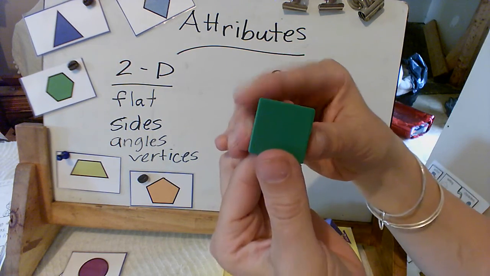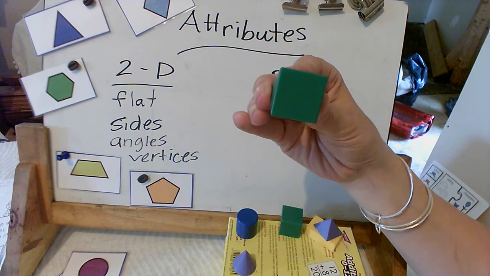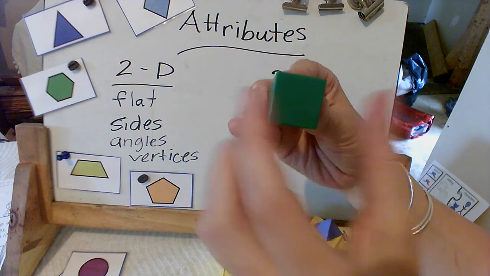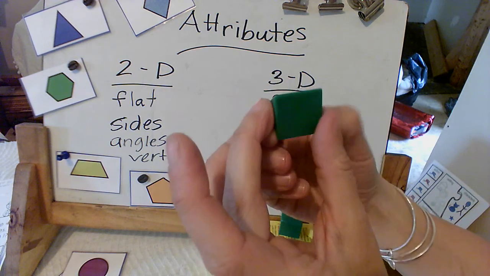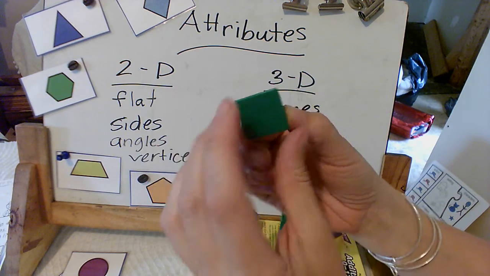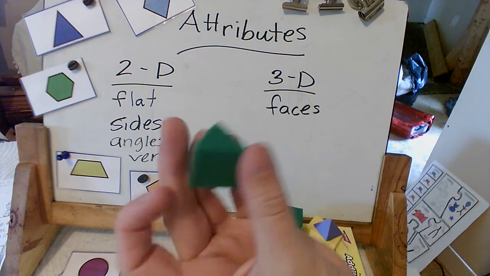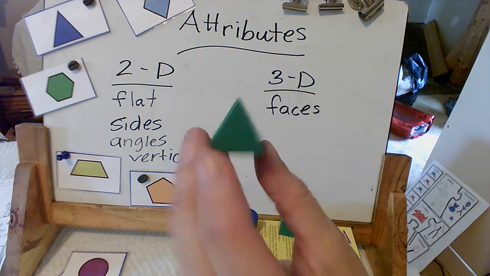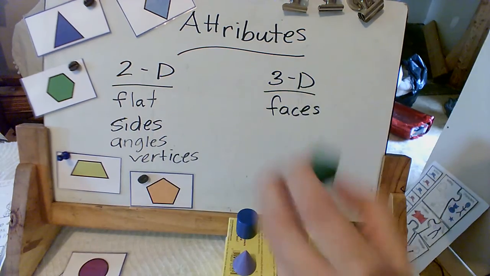Now if I look at this side, this face, what's that the shape of? That's the shape of a square. That's the shape of a square. And that's the shape of a square. So it has 1, 2, 3, 4, 5 faces. 2 faces are triangles and 3 faces are squares. That's pretty cool.